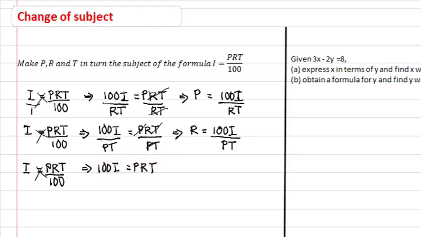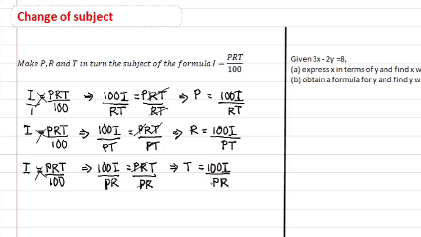Since we still want to make T the subject of the formula, we need to remove P and R. So let's divide both sides by PR. These two will cancel out. Then we're left with T equal to 100 I over PR.